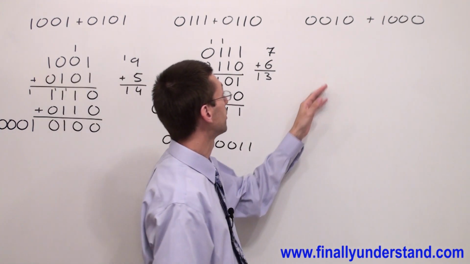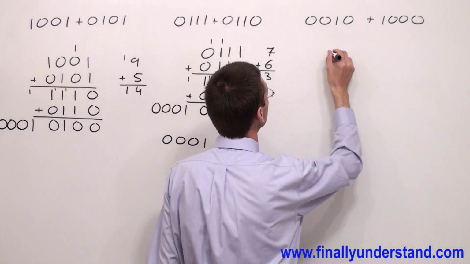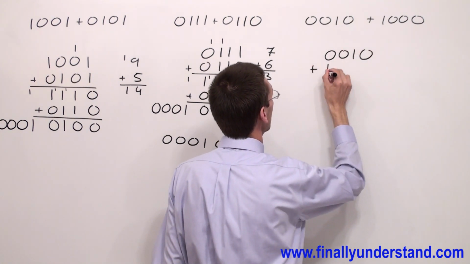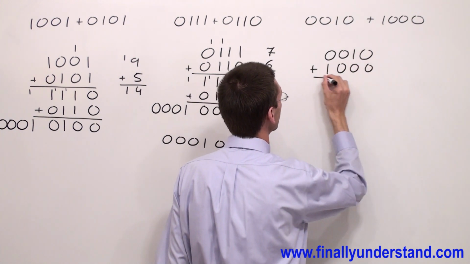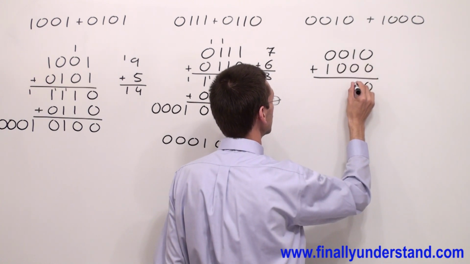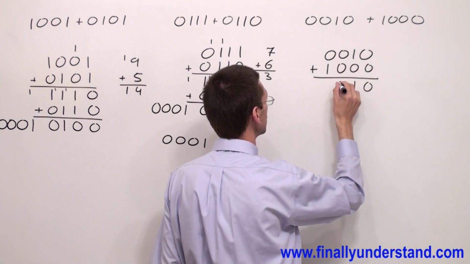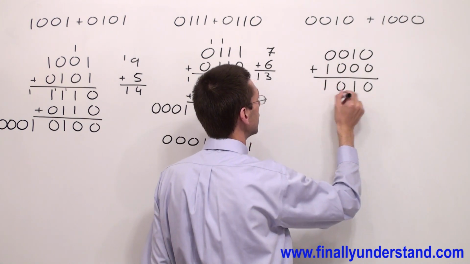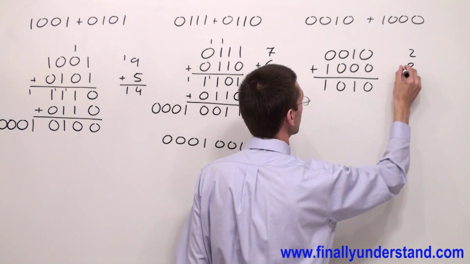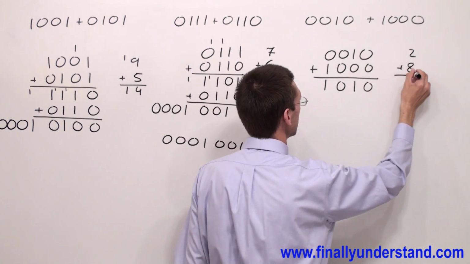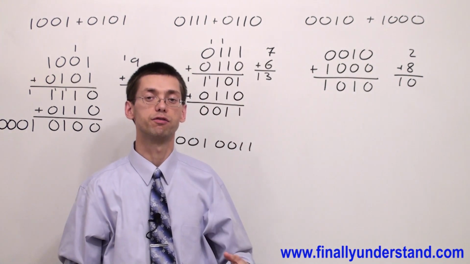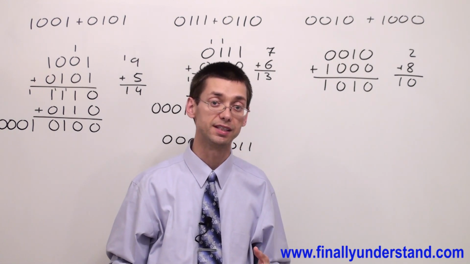Let's take a look at this example. We have 0, 0, 1, 0 plus 1, 0, 0, 0. I have 0 plus 0 is 0, 1 plus 0 is 1, 0 plus 0 is 0, and 0 plus 1 is 1. This is binary 2, and this is binary 8. 2 plus 8 is equal 10, and this is binary 10. But I'm not looking for binary answer, I'm looking for BCD answer.